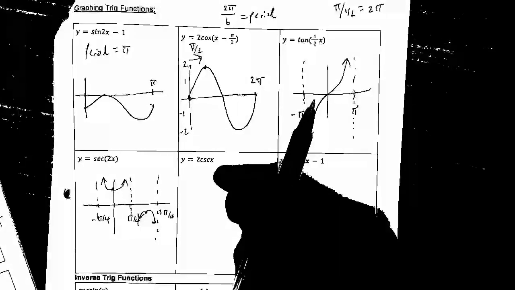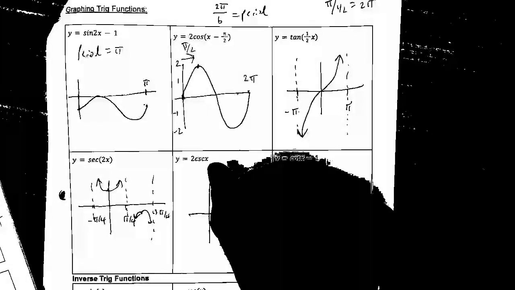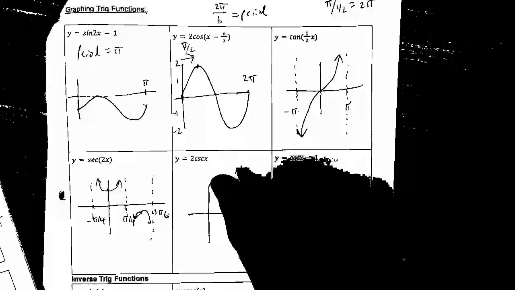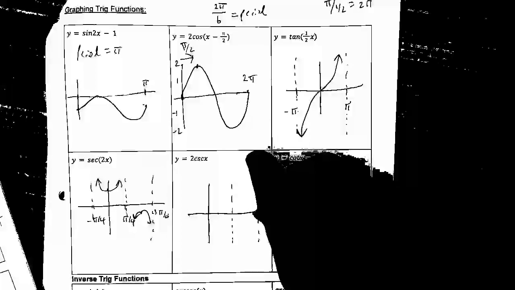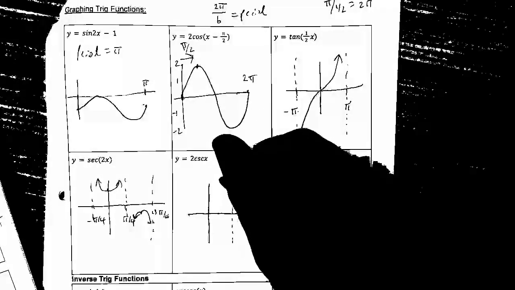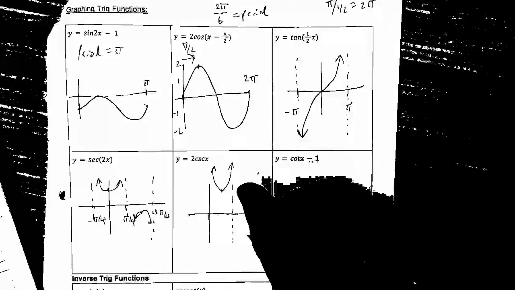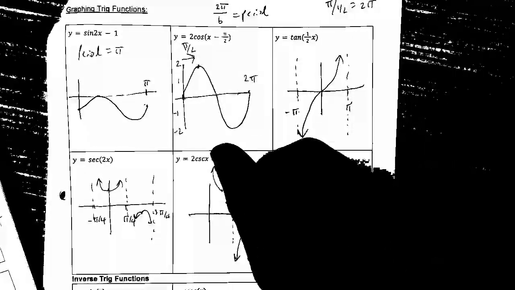To cosecant x, well, the frequency is going to stay the same. So it would still be every pi. But instead of being at 1, it's going to be at 2 and go up like this. And negative 2. It's negative 2, that's 2.